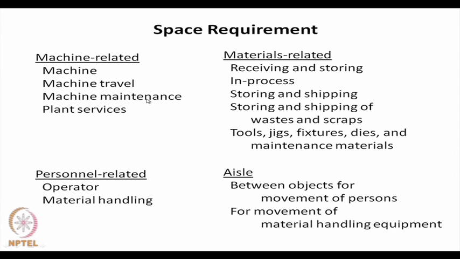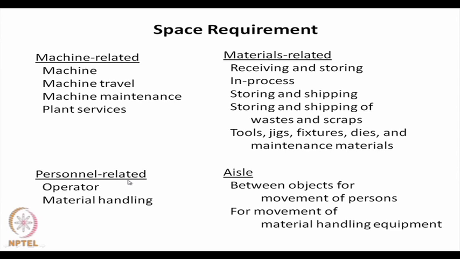Then for machine maintenance and for other plant services, we need some space. In fact, they should be calculated. For materials, materials have to be received and between different machines in-process inventory is built up, a space must be available there. After the work is completed, space must be there for storing and shipping them, and if there are wastes and scraps, they must be stored and shipped. Additionally, we also need space for tools, jigs, fixtures, dies and maintenance materials.